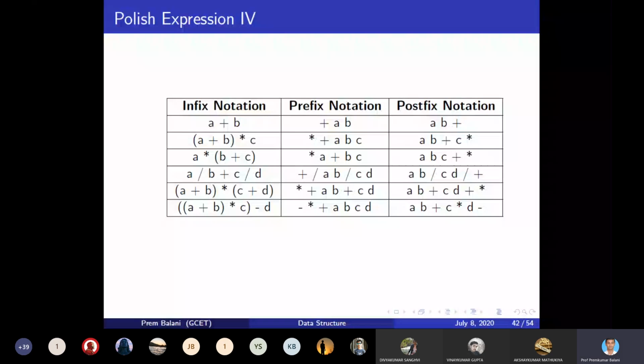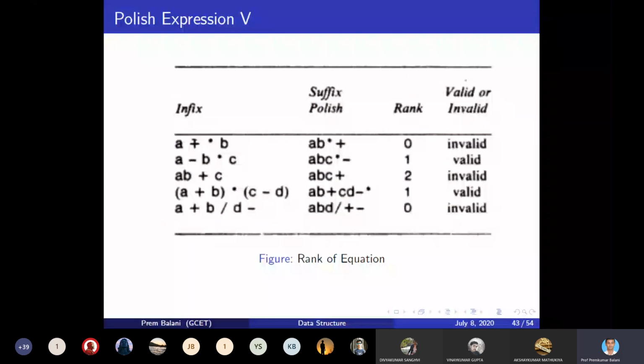Next comes the explanation of rank. Now every arithmetic expression, to be valid, its rank must be 1. And if the rank is not 1, that means your arithmetic expression is not a valid expression.